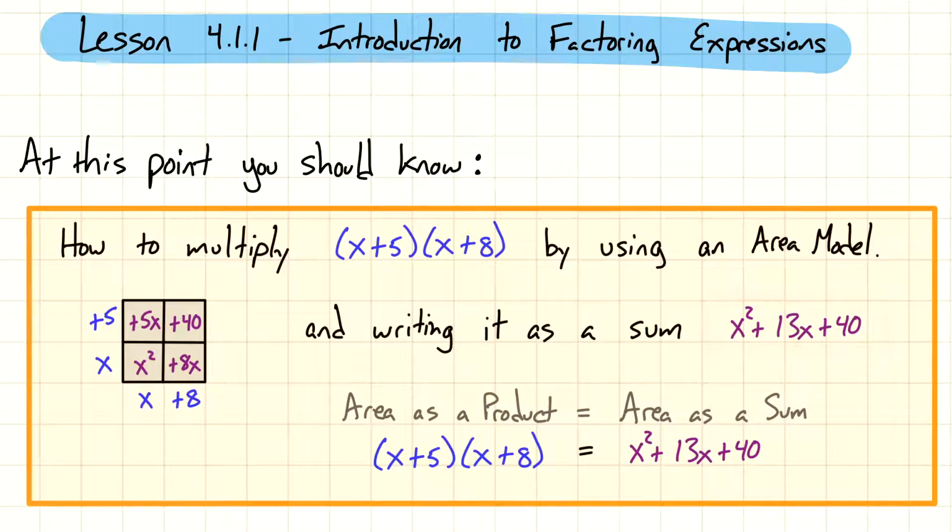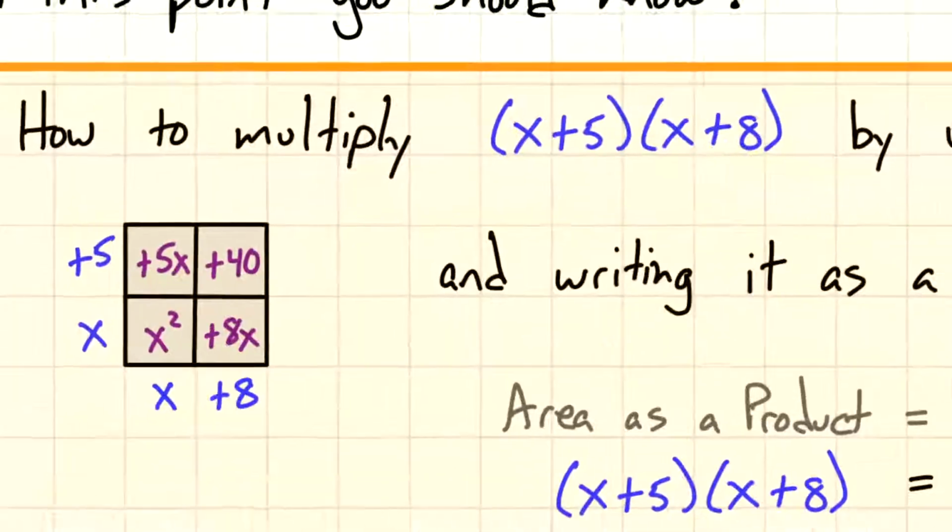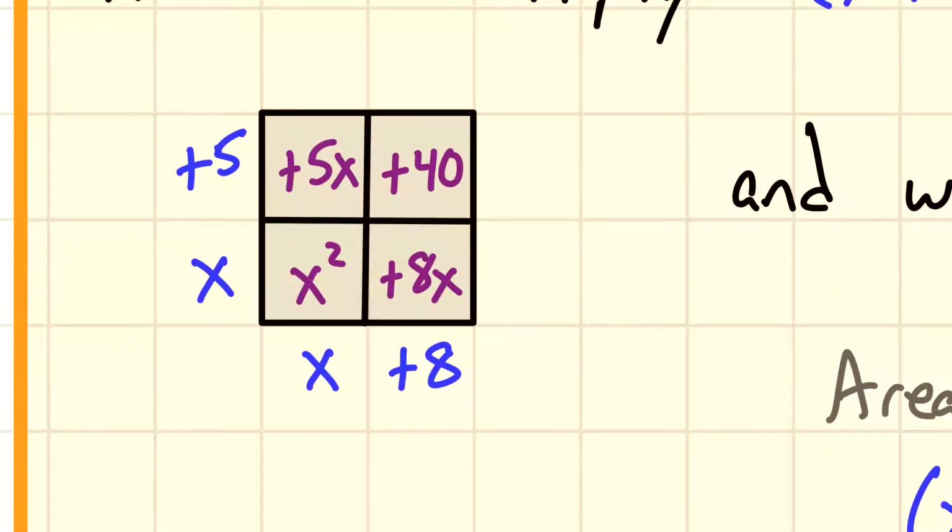All right, and where are these numbers coming from? Well, x plus 5 and x plus 8 are two expressions that we're multiplying. You'll notice in our area model, these are the expressions on the outside of our area model. So we have x plus 5, and then x plus 8. Those terms go on the outside, and when we multiply, I'll zoom into that for a second.